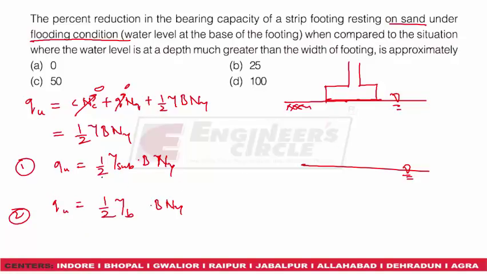So for this case we can say this by this will be equal to qu1 by qu2, this divided by this we will get gamma submerged by gamma bulk. Now we can say approximately this value will be equal to 50%. So the correct answer would be C option.